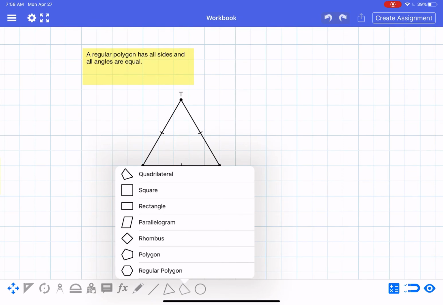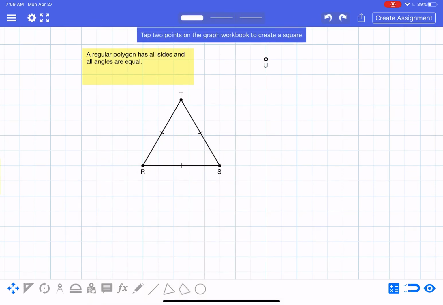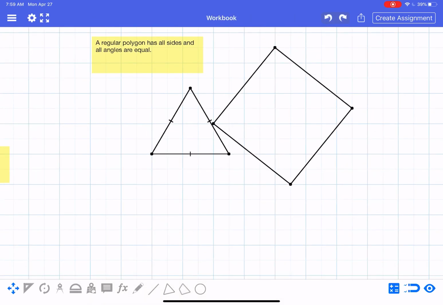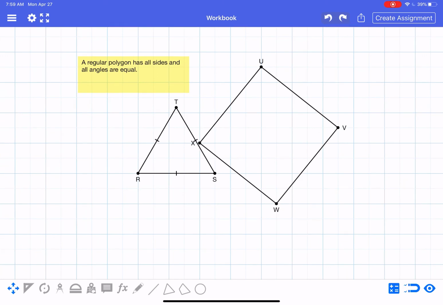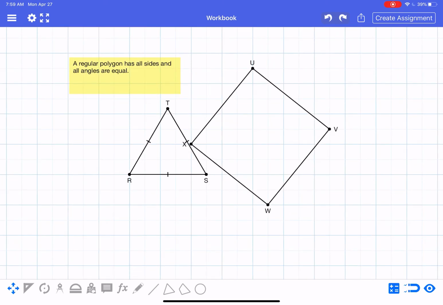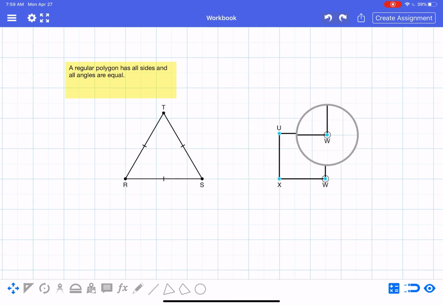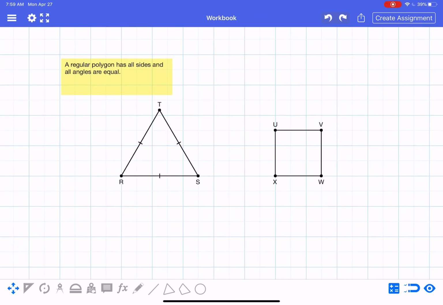So I can do a square. Okay, a square is a regular polygon. Whoa, I didn't expect it to go there. Let's try that again. There we go. So a square.